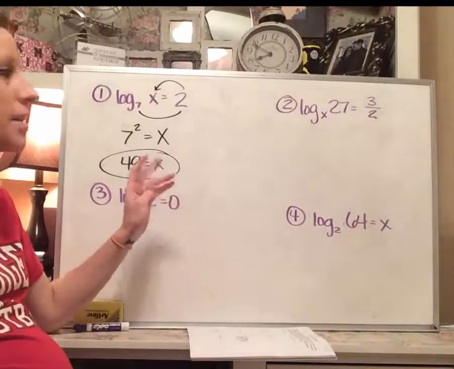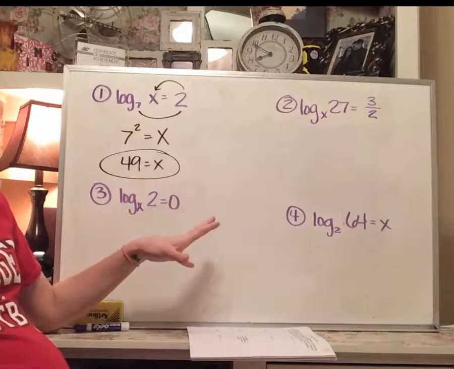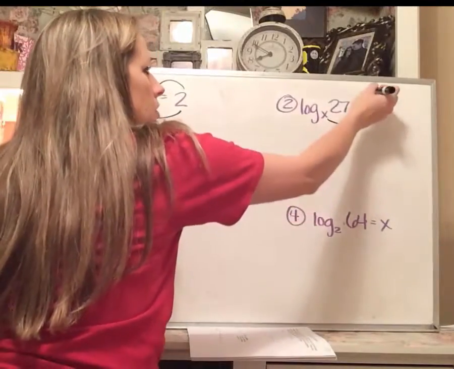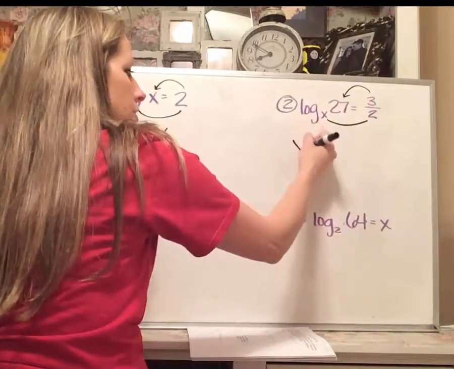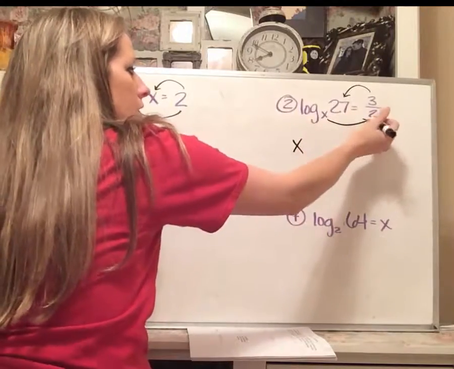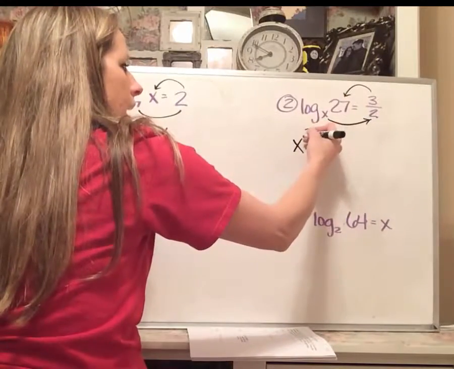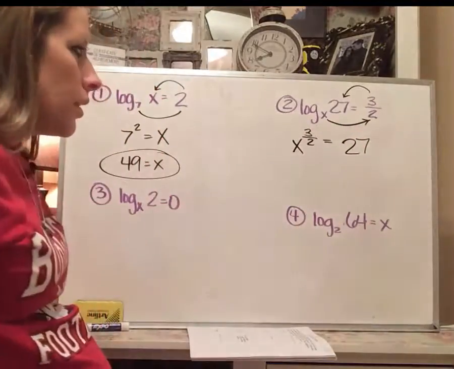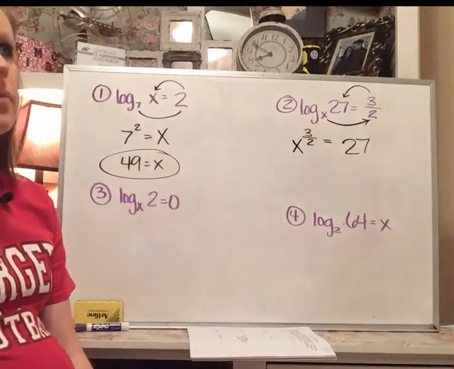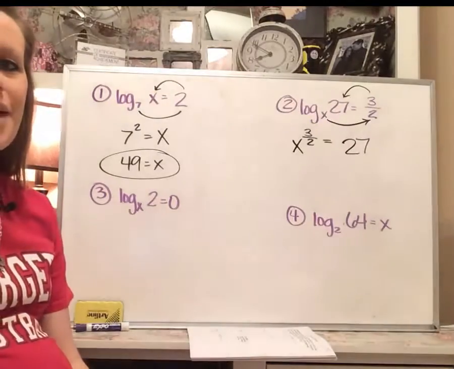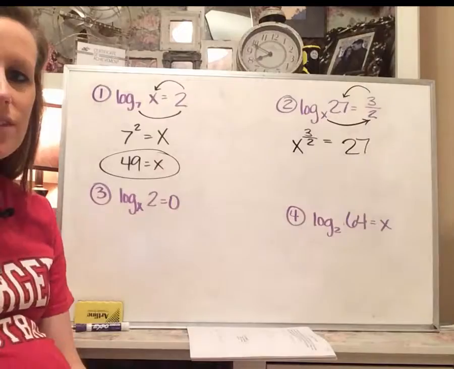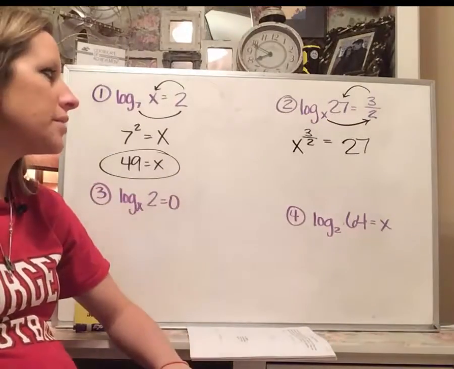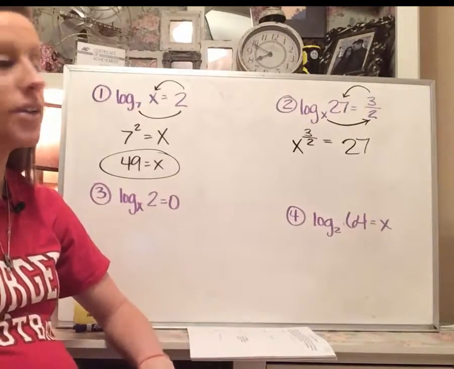You're going to have some like number 2 where we don't know what the base is. You're going to have to figure that out. So let's change it to exponential. Start with your base, which is x, and then move counterclockwise. So x to the 3/2 equals 27. A lot of people don't know this off the top of their head, so you'll just have to guess and check. Put a number in for x and take it to the 3/2 power and guess and check on your calculator.